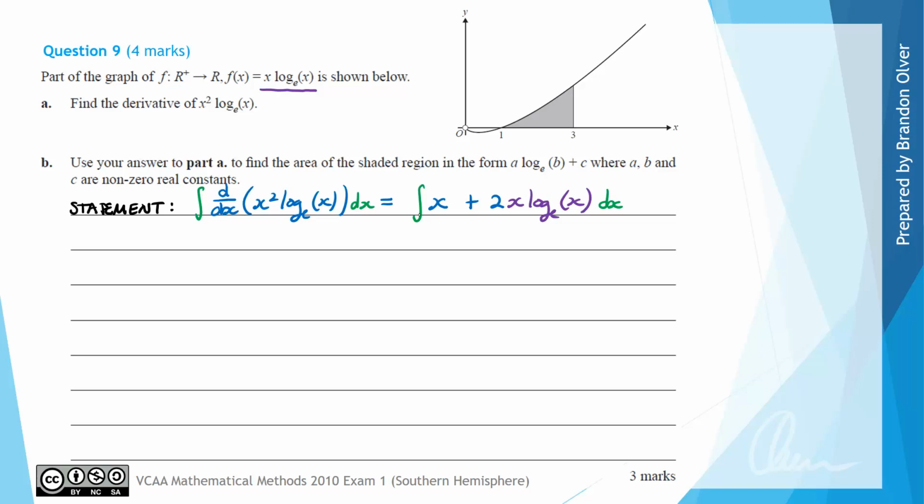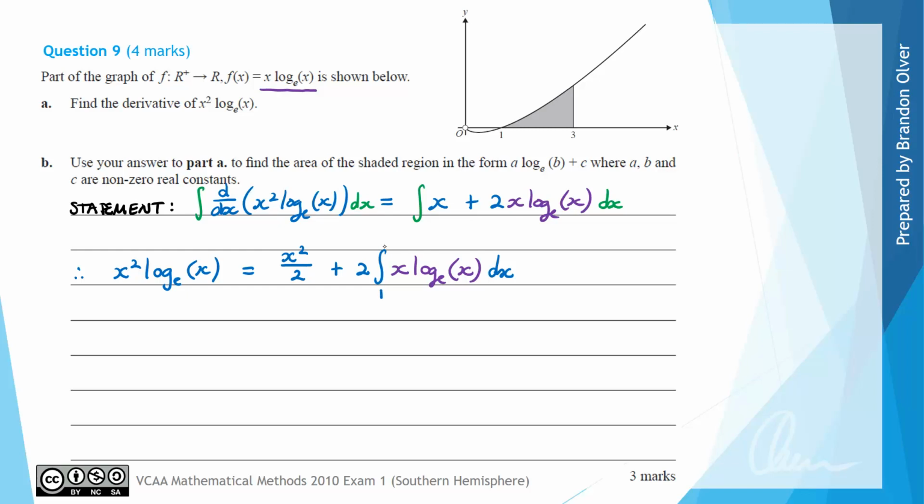Next we can start to work with the statement that we've just created. The integral of a derivative, we know they're inverse operations, so they undo each other. On the left hand side, we're just going to end up with this inside bit, which is x squared log e of x. So x squared log e of x is going to be equal to, on the right hand side, the integral of x by itself, which is x squared on 2, and then we're going to have 2 times the integral of x times log e of x dx, which is what we wanted in the first place.